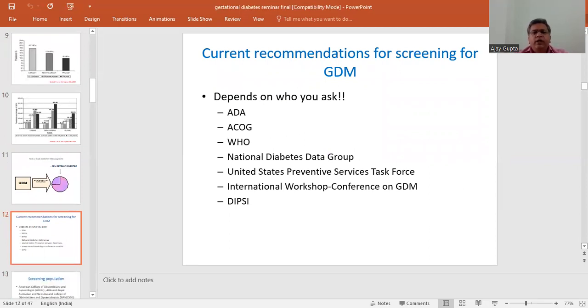Now coming to the current recommendations for screening for gestational diabetes mellitus. It depends on which society we are asking. The American Diabetes Association has a different screening protocol. The American College of Obstetricians and Gynecologists has a different protocol. WHO has another protocol. The National Diabetes Data Group, the United States Preventive Services Task Force, the International Workshop Conference on GDM, and the Diabetes in Pregnancy Study Group of India, that is DIPSI, the Indian guidelines, are different. So all these guidelines differ depending on which society you are asking. In a nutshell, we will be discussing the majority of the screening protocols which we should follow in our population.